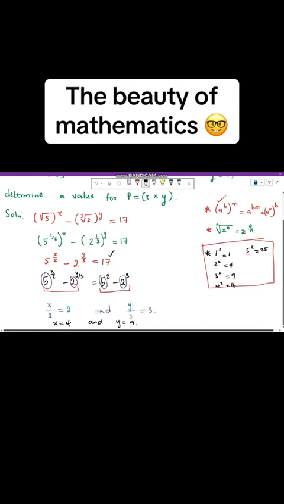Therefore, remember we are looking for that guy. You can say P is equal to the product of x and y, that is 4 multiplied by 9, which is nothing but 36. So voila, that's how you work out that guy there.